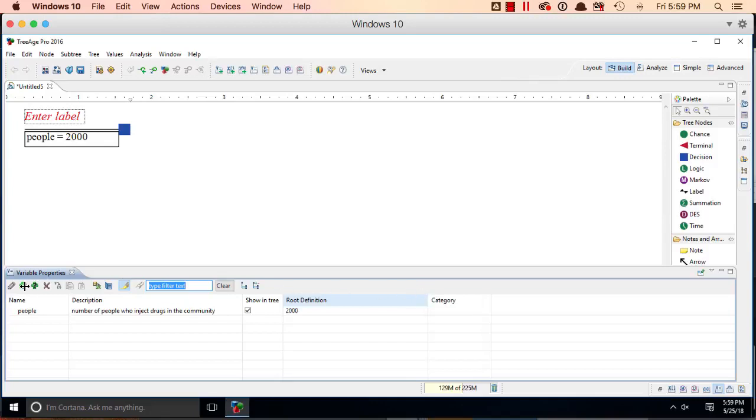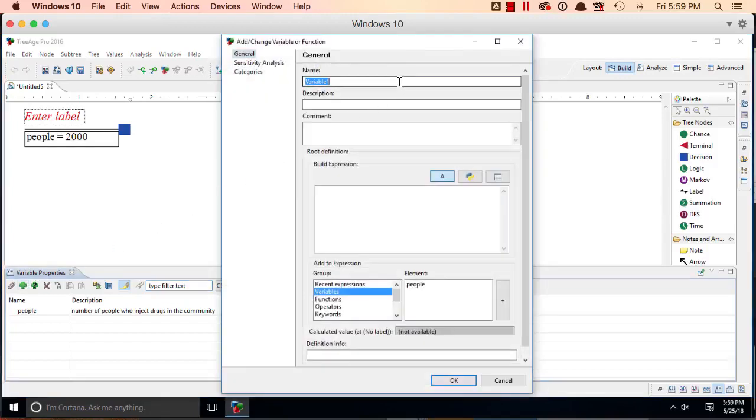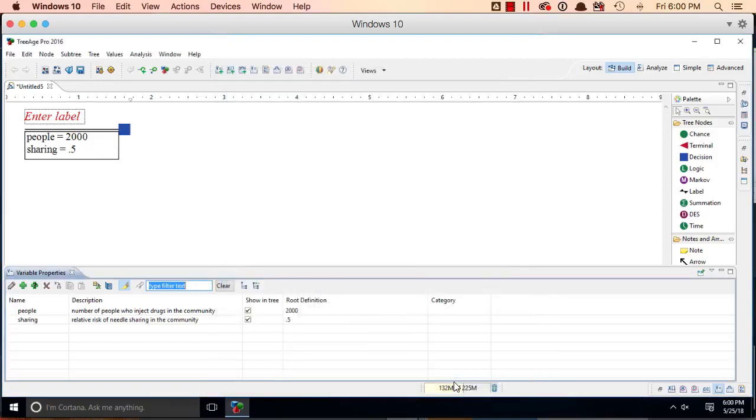The first variable is people, the number of people who inject drugs in the community. We're going to say it's 2,000 in the base case scenario. So in the deterministic model, where we say exactly how many people and what the risk of needle sharing is, we're going to say there's 2,000 people and then say that the risk of needle sharing is half. So half of people are sharing needles.